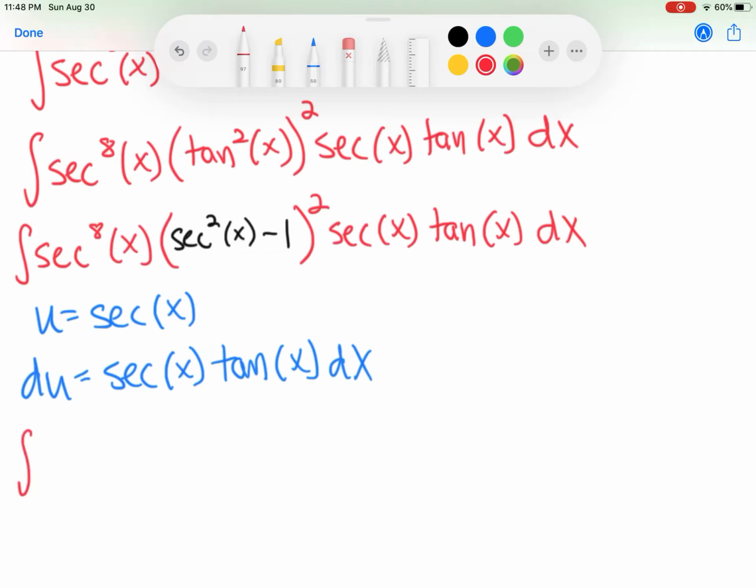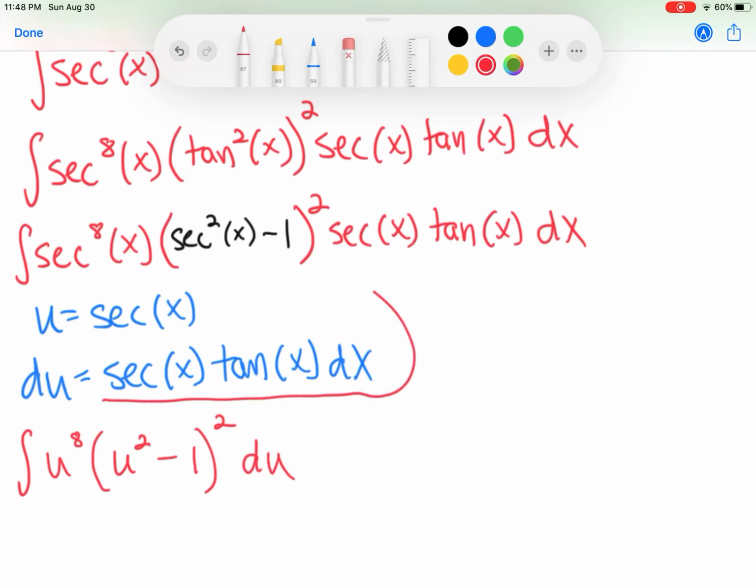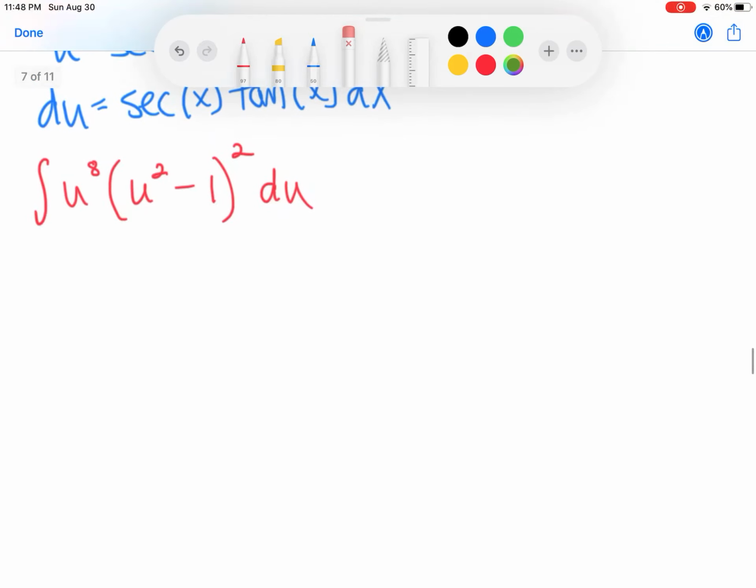So let's see, what do we got? We're going to have the integral of u to the 8th, then we're going to have u squared minus 1 squared, and then we're going to have du. Du is representing all the rest of this, which is perfect. All right, so now that we have that going on, let's work with everything in terms of u.